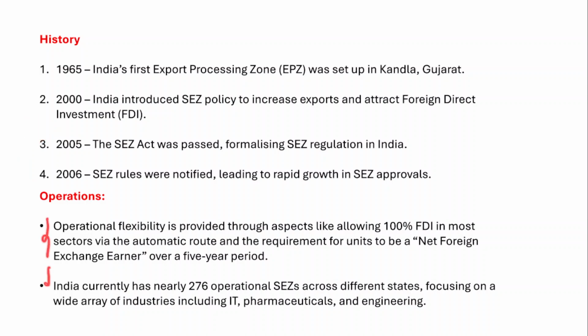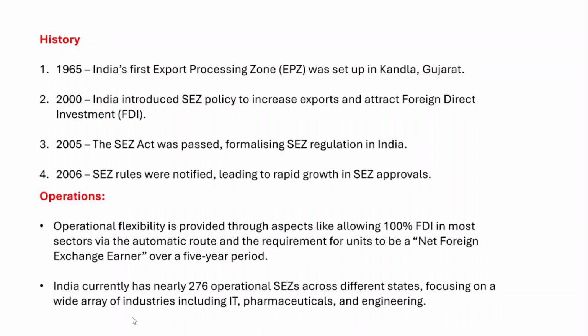However, if you look at the operations of special economic zones, they are actually given operational flexibility. In the sense that 100% FDI is allowed in the special economic zones, and that too through the automatic route, not government control. Therefore, the requirement for the units is to be a net foreign exchange earner over a 5-year period. This is the requirement, and it is also eligible for 100% FDI through the automatic route into the special economic zones.